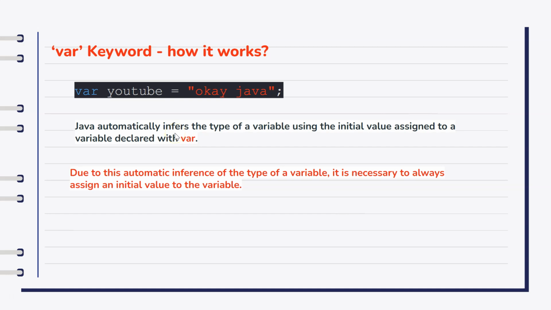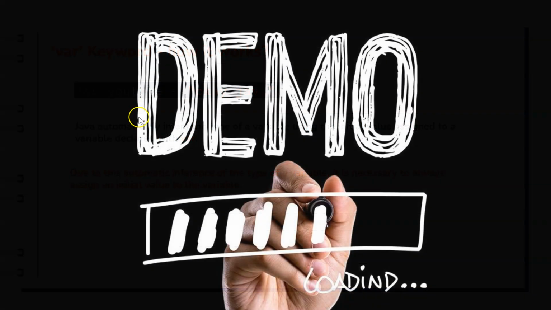Alright guys. Now the next thing is, how does the compiler come to know about the type of this particular variable? Java automatically infers the type of a variable using the initial value assigned to the variable. So basically, based on the value, the compiler will come to know about the type of the variable. Depending on the value, by using the context, the Java compiler will come to know about the type. So guys, an important thing: due to this automatic inference of the type, it is necessary to always assign an initial value to the variable. You got it? Alright, so let me start the IDE.